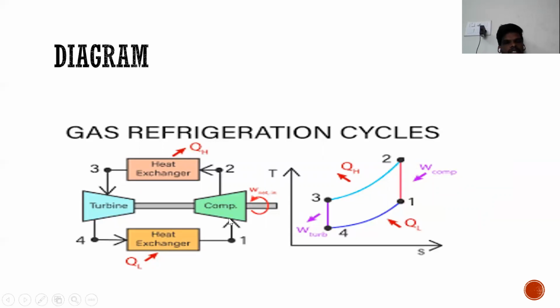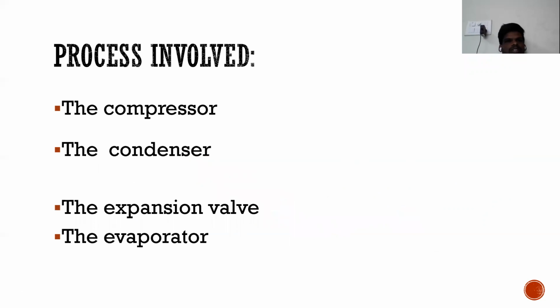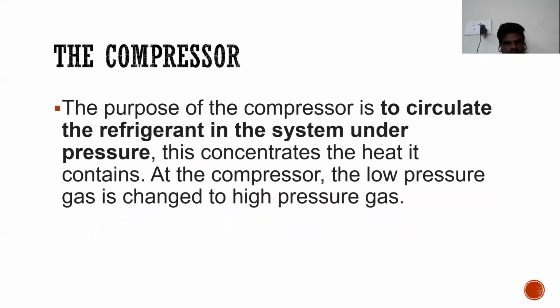The compressor is used for increasing the pressure and temperature. Again it comes to this heat exchanger, where the heat rejection or absorption will occur. Then it comes to the turbine, and after the turbine it goes to the heat exchanger, where heat rejection or absorption occurs. The processes involved in the refrigeration cycle are the compressor, the condenser, the expansion valve, and the evaporator. Let us see the individual term definitions.